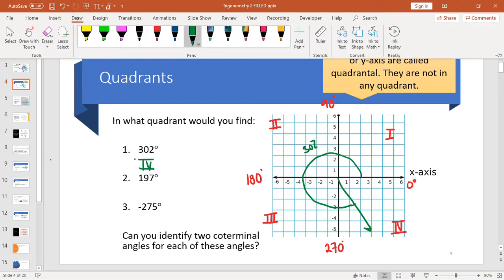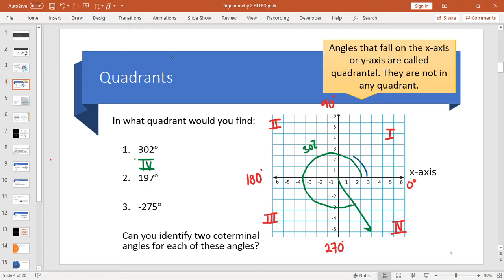Likewise, for angle 197, I start here. I go past 90, past 180, just a little past 180, another 17 degrees, and I'm going to get 197. And I'm going to see that it lands in quadrant 3.